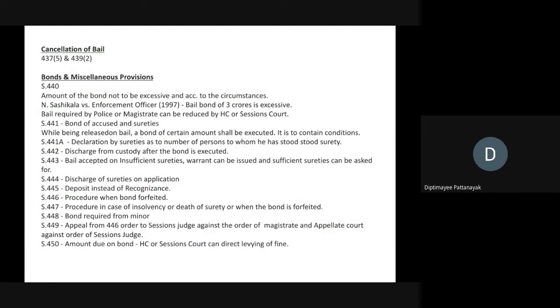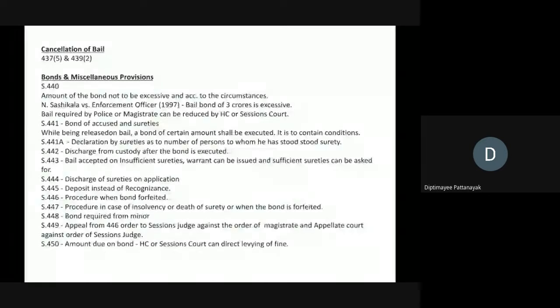Then bonds and miscellaneous provisions. Section 440 is fairly important. That is, the amount of bond that is to be asked by the court cannot be excessive and should be according to the circumstances. We'll discuss certain important case laws. That is, N. Sushikala versus Enforcement Officer, in which it was held that a bail bond of 3 crores is excessive, and a bail required by police or magistrate can be reduced by High Court or Sessions Court, that we already discussed. Under 439.2, it can be done so.